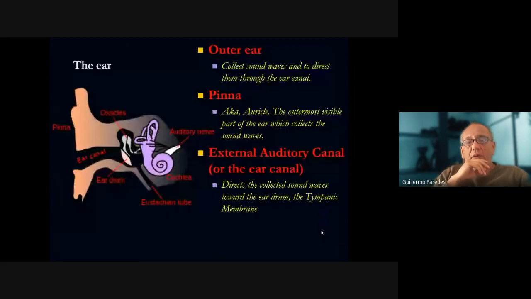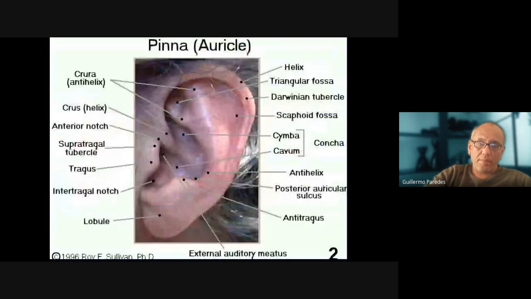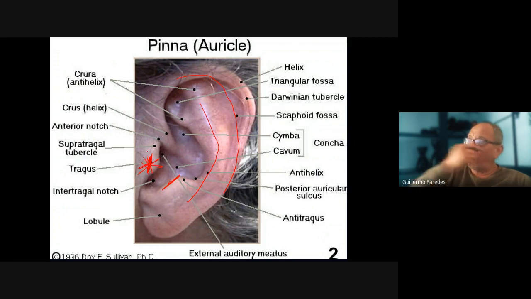Yes. The outer ear collects sound waves and directs them through the ear canal. The pinna, called the auricle, is the outermost visible part of the ear, which collects the sound waves. The external auditory canal, or ear canal, directs the collected sound waves toward the eardrum, the tympanic membrane. We already talked about the helix, antihelix, the tragus, and the antitragus, with the sign we were talking about of infection for the middle ear. You press and it triggers pain.